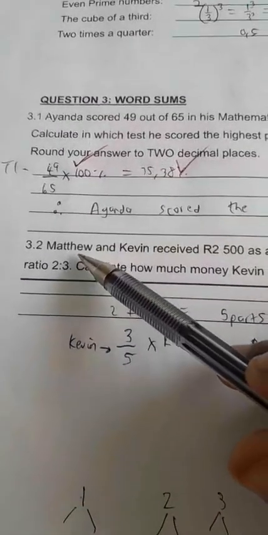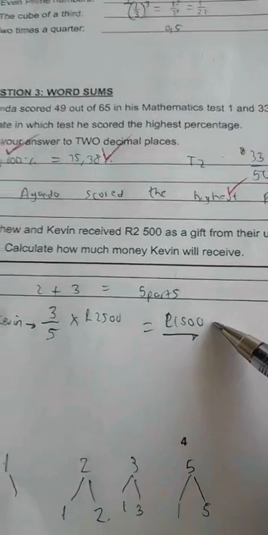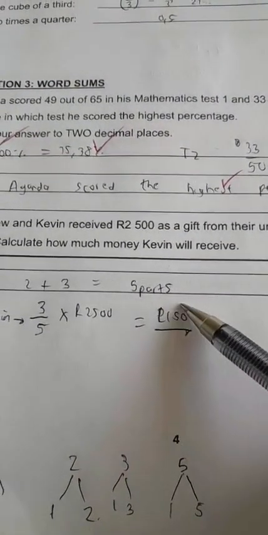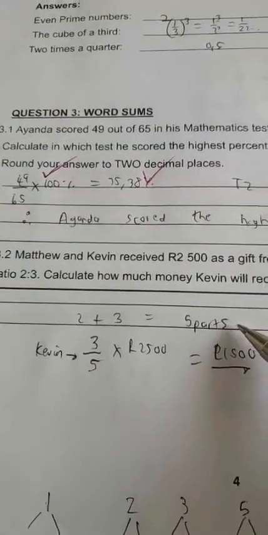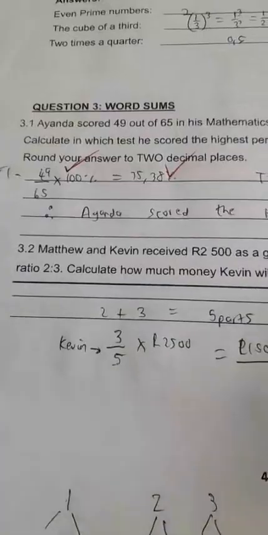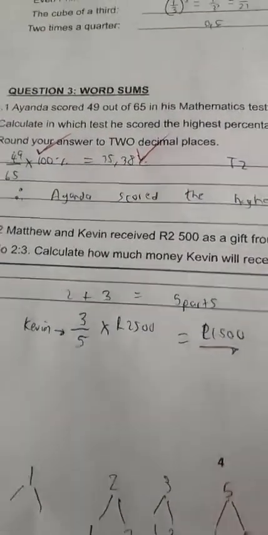So you can actually deduce just from the amount that Kevin got how much money Matthew will be getting. Because if the total is 2.5 and Kevin gets 1.5, what's left? 1,000 rand. So Matthew will be getting 1,000 rand.